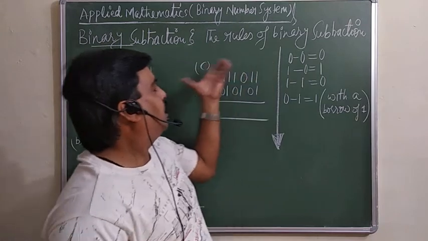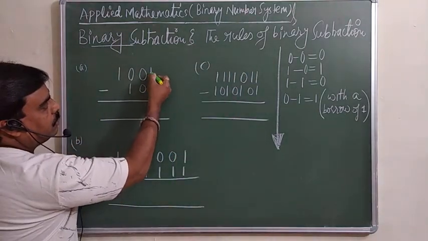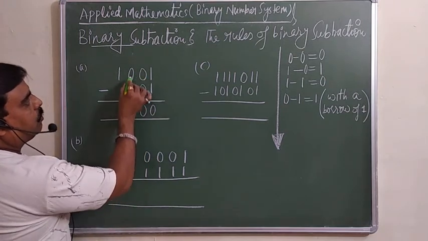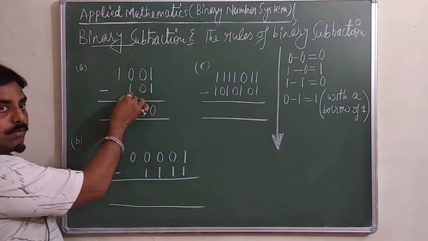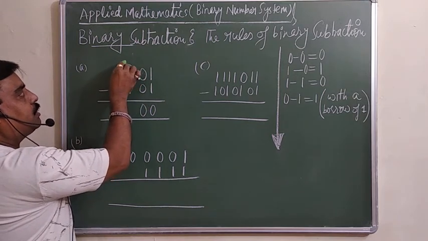So इसको थोड़ा ध्यान से देखिए. Look at here now. कैसे करेंगे? Look at here now. देखिए, here is a 1 minus 1, you will get the 0. 0 minus 0 is 0. Now here is the 0. We cannot subtract 1 from here only. So what we will do? We will borrow from this one. हम क्या करेंगे? यहां से borrow करेंगे.